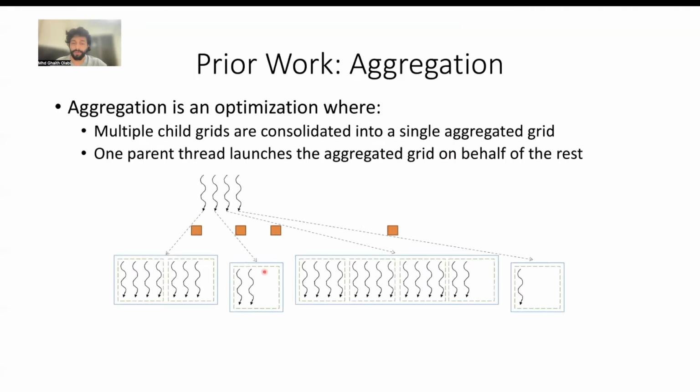So for example, let's take this example. Here we can see 4 parent threads. Each one of them does a dynamic launch and launches its own grid. So we end up with differently sized grids.